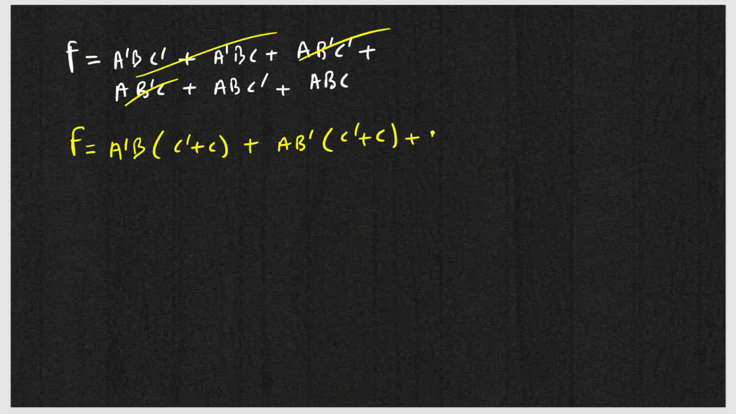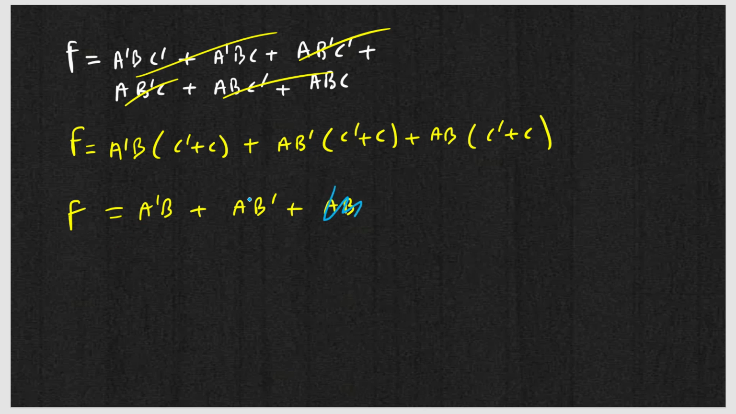And then you have AB, and C prime plus C, right? Which is going to be A prime B plus AB prime plus AB. What is the common factor? A prime plus A. When you say A prime plus A, what about B and B prime? What's the common factor? There is no common factor. That means there's nothing you can do. Now you have a common factor, which is A.